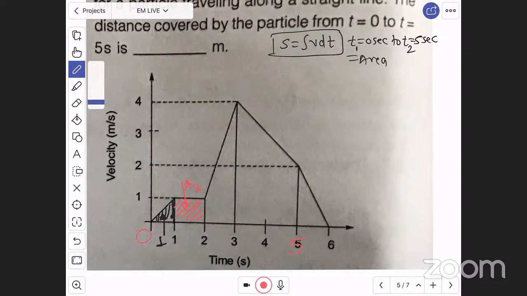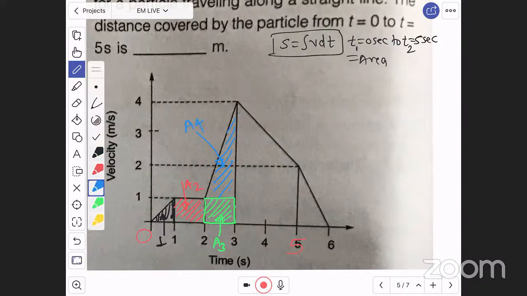After that 2 to 3 सेकंड पे आएगा एक एरिया. 2 to 3 देखो, 2 to 3 तक ये वाला एरिया, this area. Let us say this is A3. After that 2 to 3 में और एक एरिया है ट्रायंगल का. Let us say this area is A4.